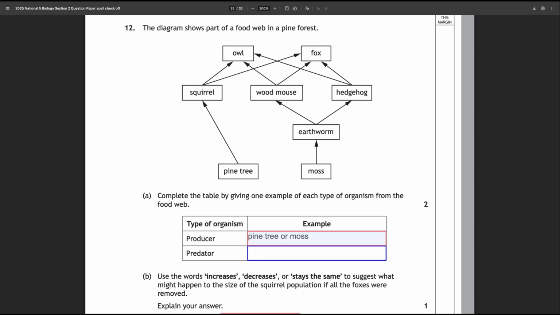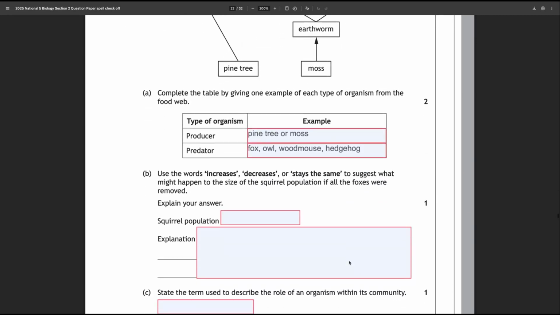The predators. Now, a predator is an organism that hunts and eats another organism. Okay, so from this particular food web, we've got the fox, we've got the owl, the wood mouse as well, which is the predator of the earthworm, and also the hedgehog. Okay, not a renowned predator, I don't think, is the first one that would spring to your mind if someone asked you for a predator. But yeah, there you go. According to our food web, the fox, the owl, the wood mouse, or the hedgehog would be acceptable for that one.